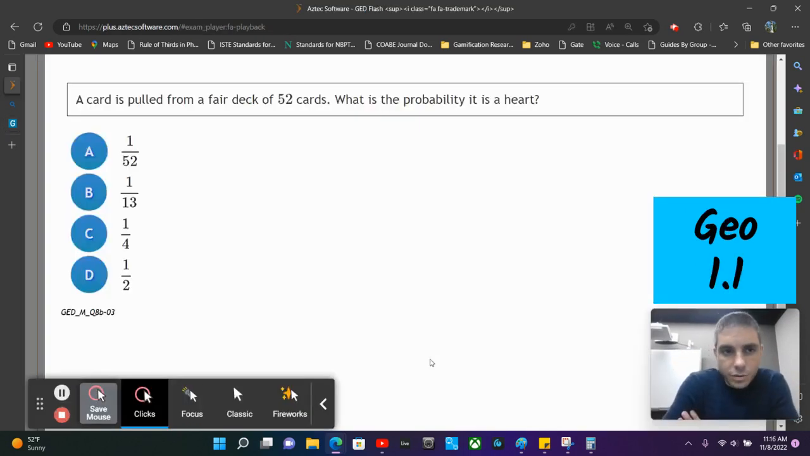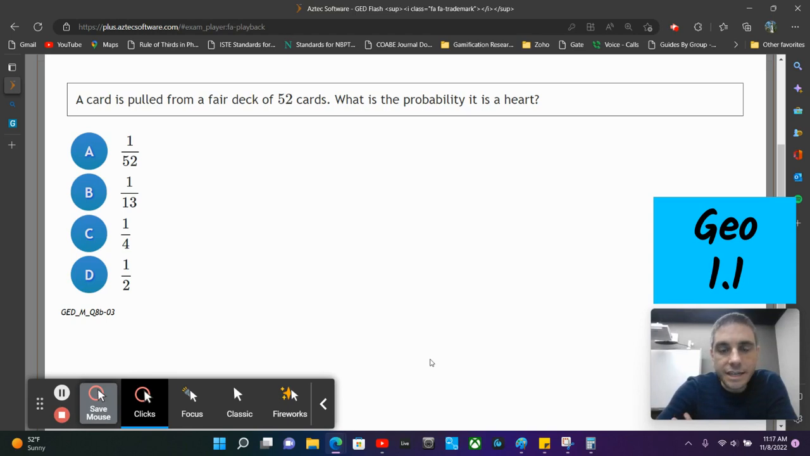A card is pulled from a fair deck of 52 cards. What is the probability that it is a heart? Okay, this is our first question from the section called Mostly Geometry. So this is a good opportunity to point out that this section doesn't even include all geometry questions. As we can see here, you're going to also see some probability questions in this section and some data analysis questions where you may have to calculate mean, median, mode, or analyze something like a line graph.